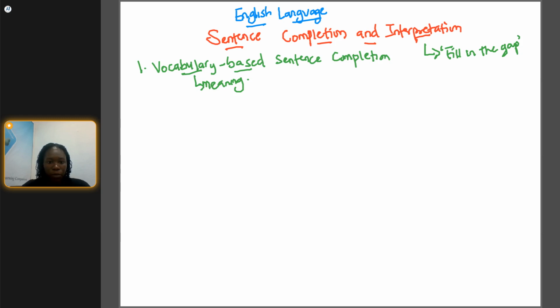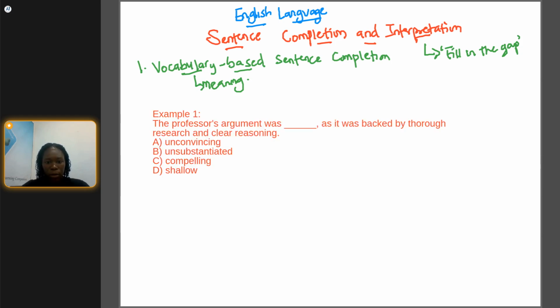So the first example says: the professor's argument was dash, as it was backed by thorough research and clear reasoning. Let's have that on the board so that everyone can have access to it. So we're looking at the first example for this point. The professor's argument was dash as it was backed by thorough research and clear reasoning.